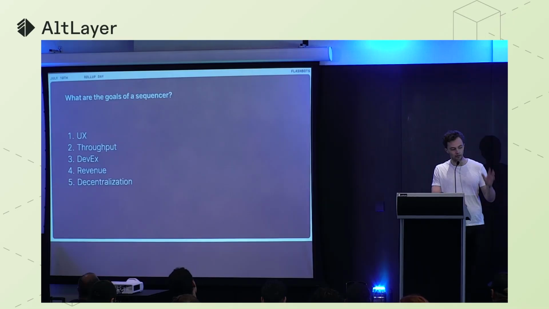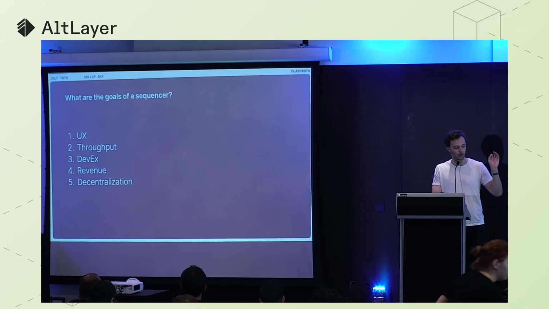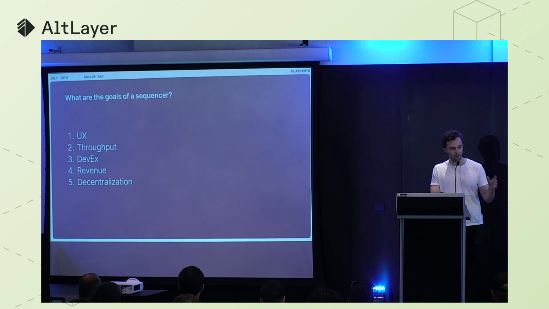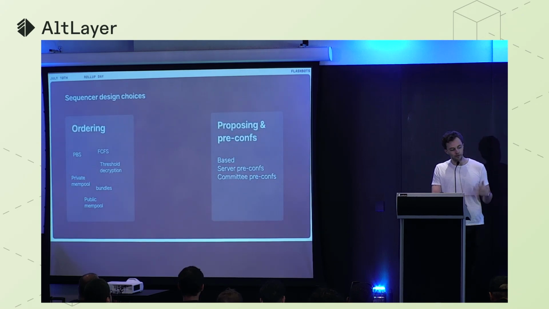In any conversation about that, we should begin with what the goals of a sequencer are. I listed 5 here. UX: you want reliable, fast transactions for users. You want throughput, so being able to do a lot of compute. DevX is also really important, getting new types of applications, not just the ones that exist today. Revenue, maybe a secondary consideration to people who are trying to grow the pie, but still important. And of course, decentralization is the reason why we're doing this at all. And so given these design goals and our two big categories of ordering and proposing and pre-confs, what are the choices that people could make?